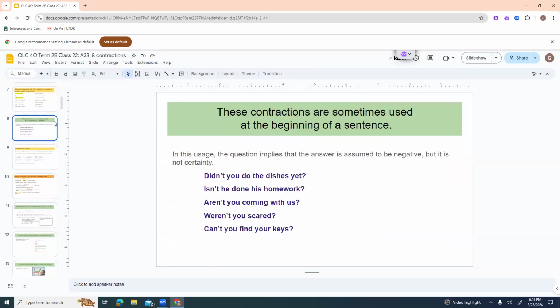Now, these negative contractions are sometimes used at the beginning of a sentence. In this usage, the question sort of implies that the answer is assumed to be negative, but it's not a certainty, right? If I say, like, didn't you do the dishes yet? It's like, I don't think you've done them. And you'd be like, yeah, I didn't do them because I wasn't finished my homework, or I did so do them. I just put them away so quick you didn't see, or whatever, right? There's kind of a negative assumption in there. Isn't he done his homework? Aren't you coming with us? Weren't you scared? Can't you find your keys?